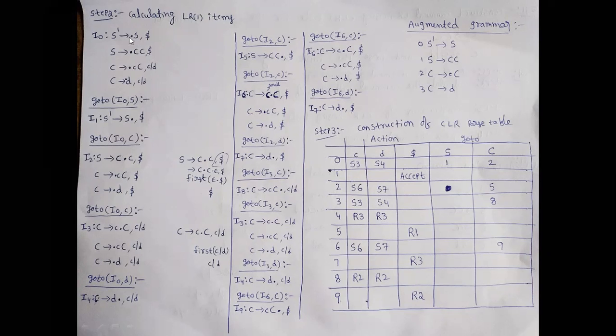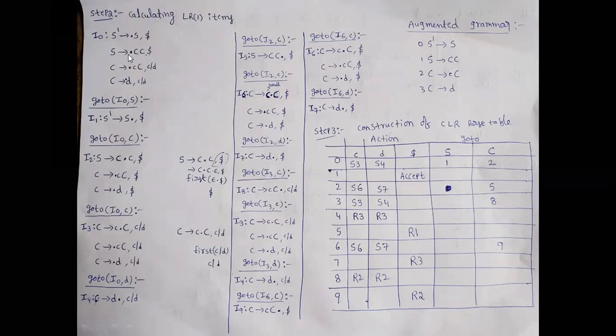So we are calculating S dash is production with dot S. Then find the first of this one. After S there is no terminal or non-terminal, so we are considering epsilon. So epsilon into dollar. The first of epsilon into dollar is first of dollar. Dollar is a terminal, and the first of a terminal is equal to the terminal. So then add the look ahead here.